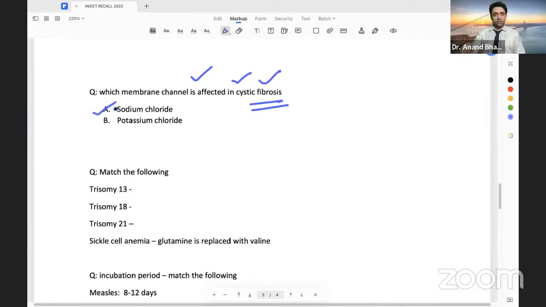Some junior had told me that sodium was written separately, chloride was written separately, potassium was written separately. Yes. So in general, as we all know, the sodium chloride channel is basically the main one which is affected in a case of cystic fibrosis.